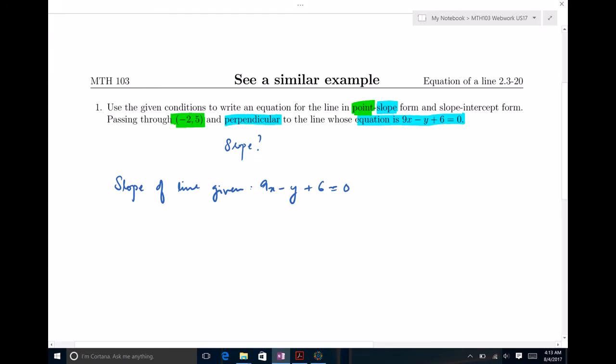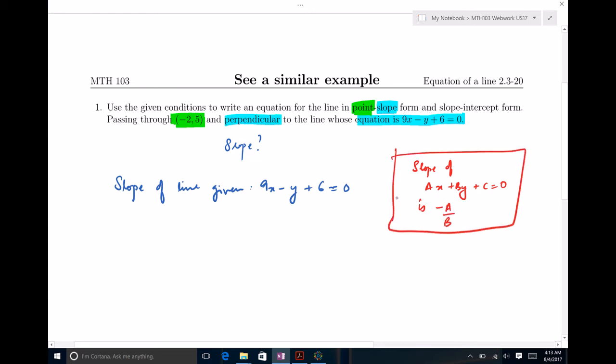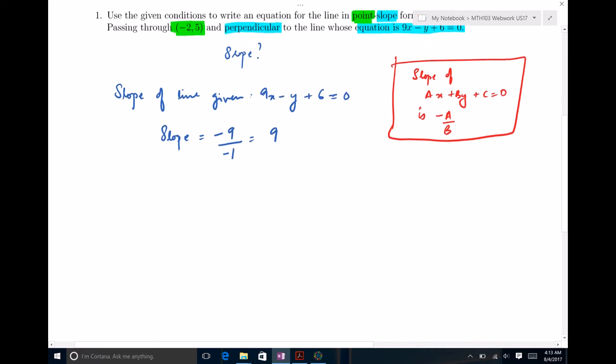Now a quick refresher here. If you have a line that looks like this, ax plus by plus c equals 0, then the slope of the line is given by negative a over b. Let me put that in a box. So in this case, the slope of the line is negative 9 over b, which is negative 1, so that's positive 9. But that's not the slope that we want.